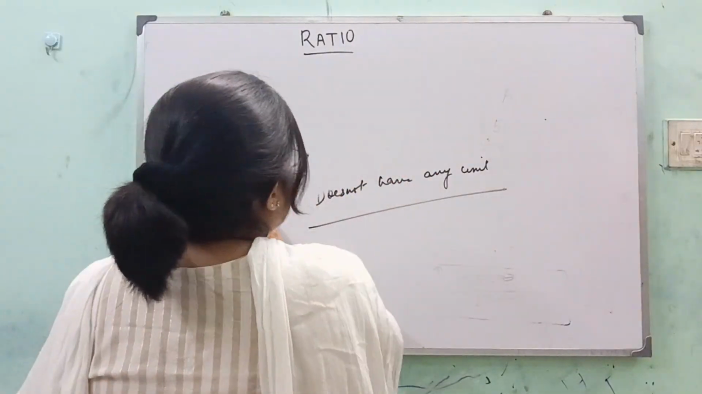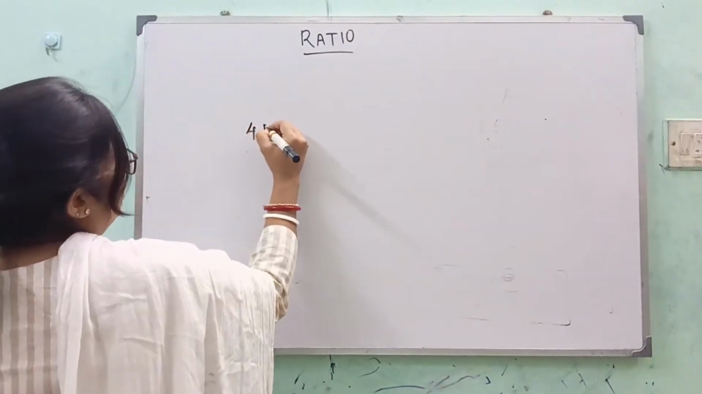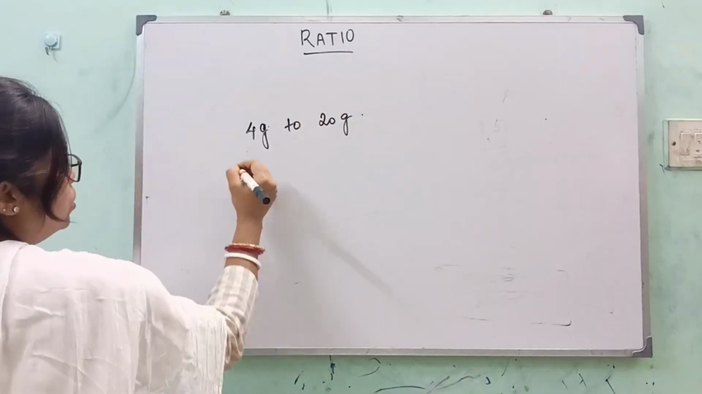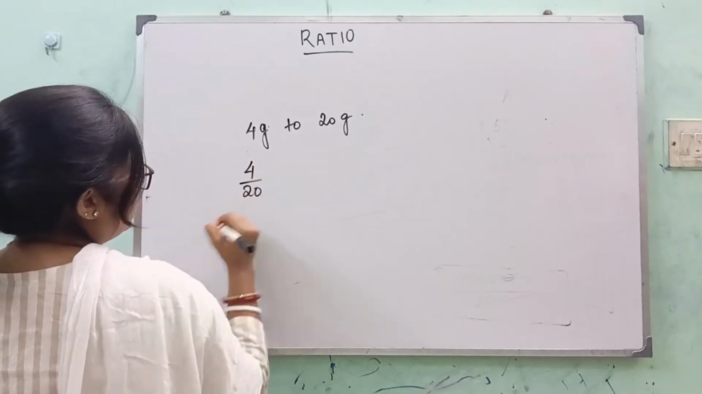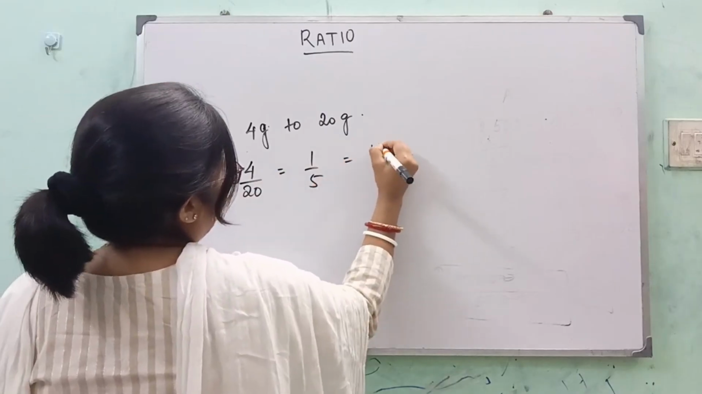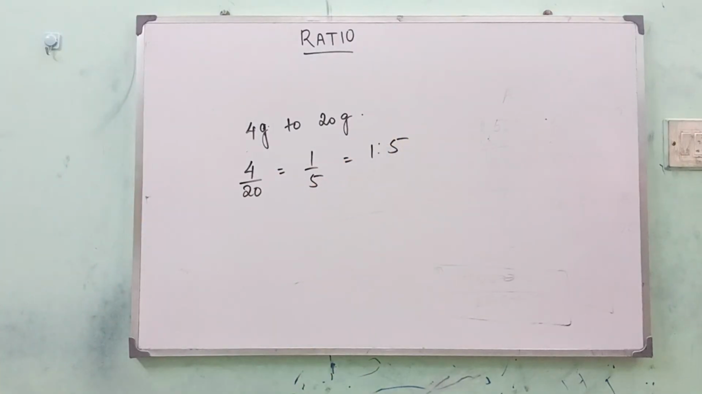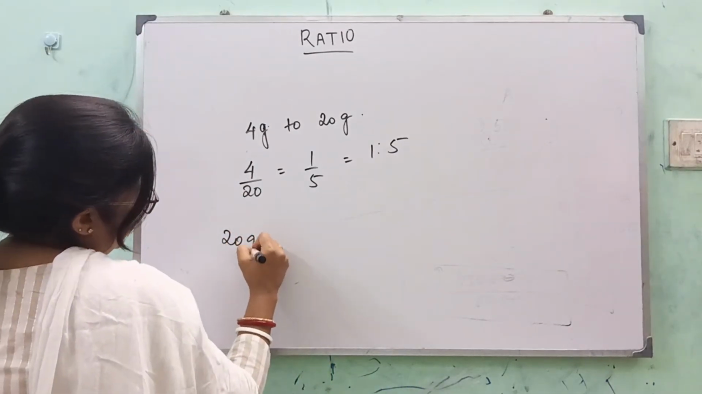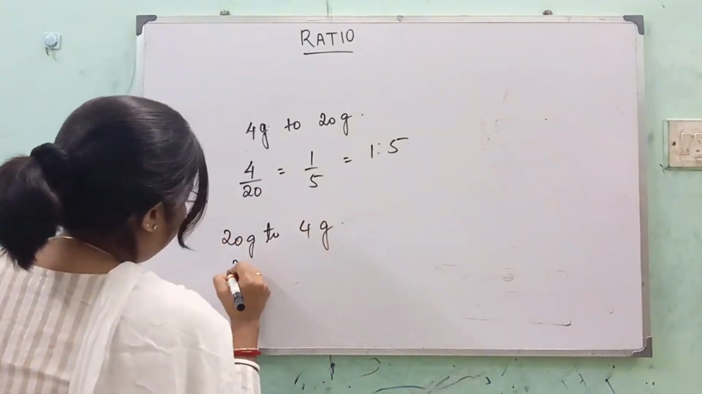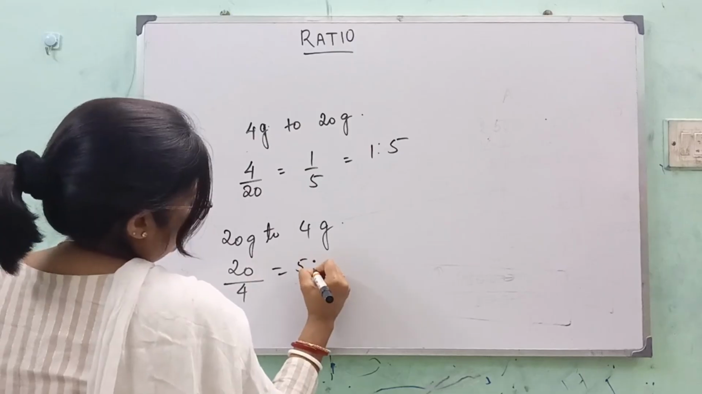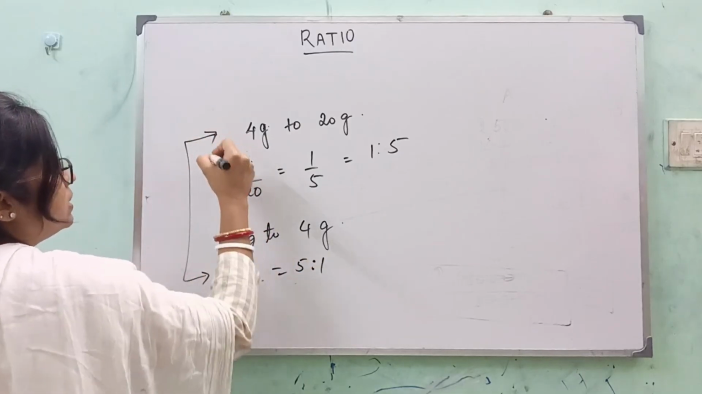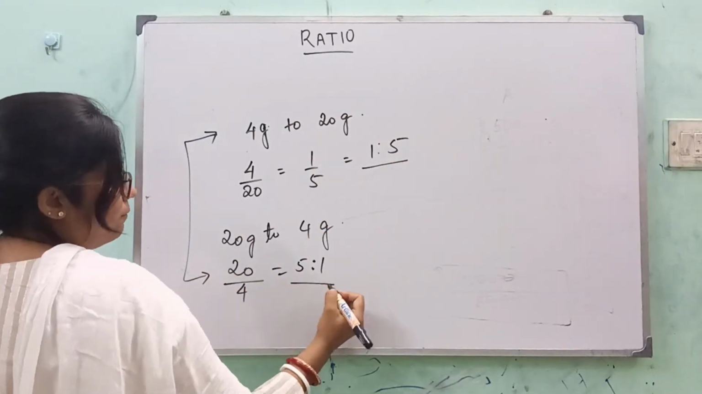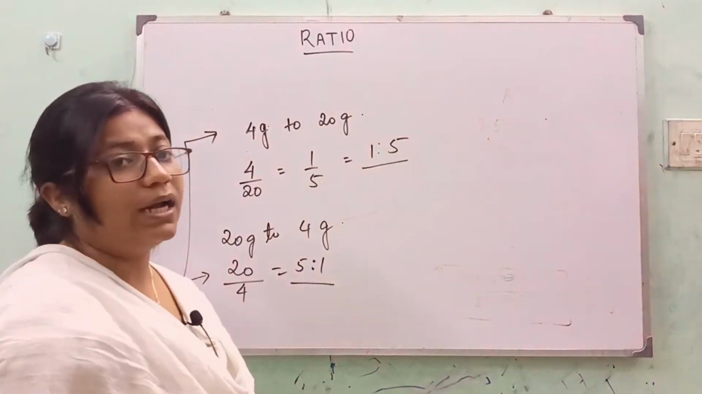So let's take some examples. Say 4 grams to 20 grams. So 4 by 20, that is 1 by 5, 1 is to 5. So the ratio of 4 grams to 20 grams is 1 is to 5. Remember, when I say 20 grams to 4 grams, it becomes 20 by 4, that is 5 is to 1. So these two are two different things. Here 4 grams to 20 grams is 1 is to 5 and 20 grams to 4 grams is 5 is to 1. So 1 is to 5 and 5 is to 1 are not the same.